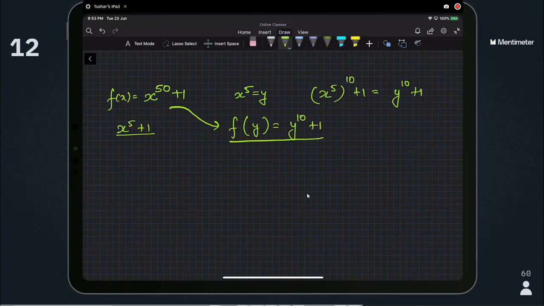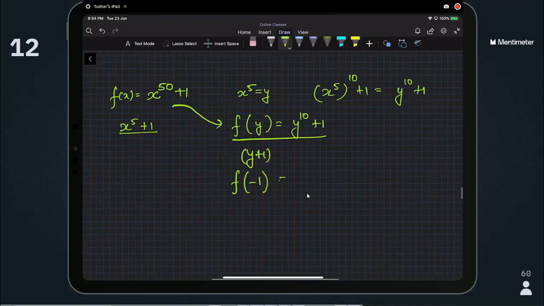Now if you are dividing this by y plus 1, what will be the remainder by remainder theorem? It will be simply f(minus 1). So hence it is minus 1 to the power 10 plus 1. Minus 1 to the power 10 is 1, plus 1 is 2. So this is the remainder. Did you get it now? All of you got it? Yes or no? Confirm? Yes, sir. Okay, great.